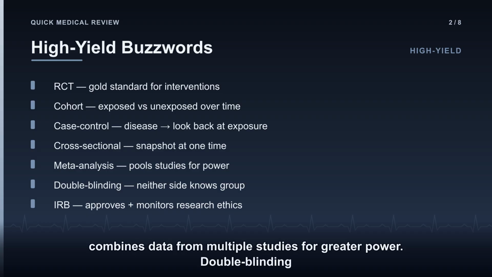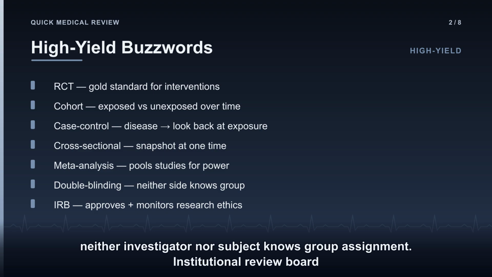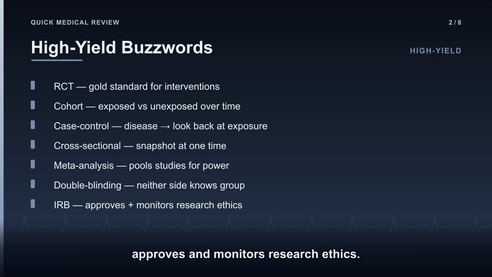Meta-analysis: combines data from multiple studies for greater power. Double-blinding: neither investigator nor subject knows group assignment. Institutional Review Board: approves and monitors research ethics.